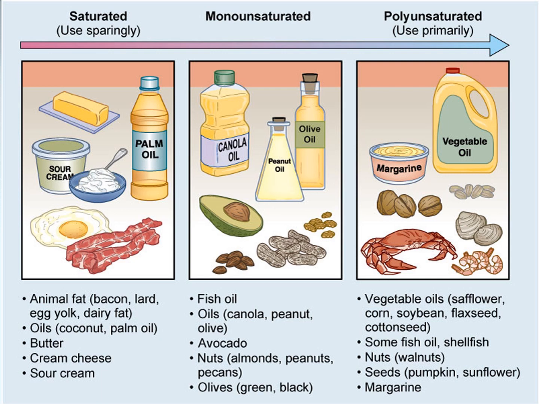These are some examples of what you can do for saturated, monounsaturated, and polyunsaturated fats. So you want to use primarily the polyunsaturated ones and very sparingly the good things that everybody likes to eat, like bacon and eggs and sour cream and butter.